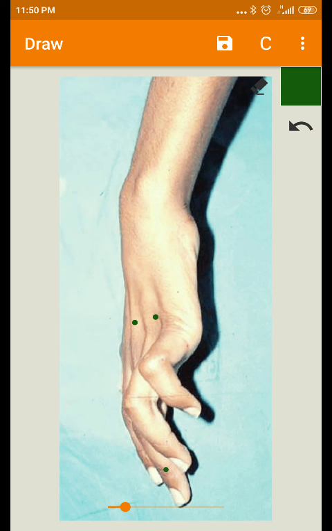If such features are also associated with a median nerve lesion, then a total claw hand can be seen. So this is called partial claw hand, or we can call it ulnar claw hand deformity. Okay, this is the applied anatomy of the ulnar nerve.